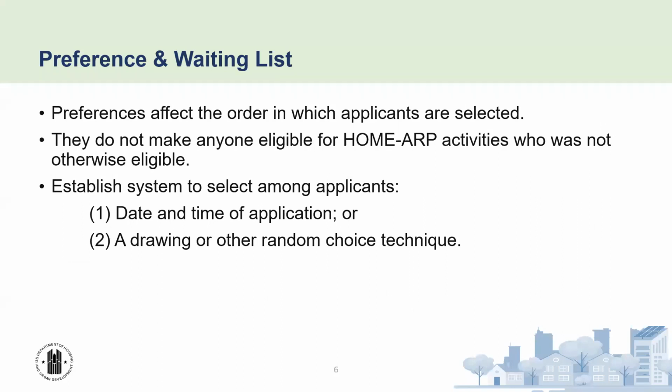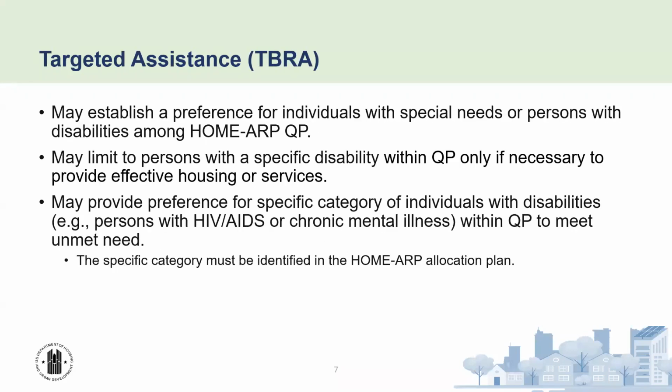Preferences affect the order in which applicants are selected, but they do not make anyone who was not otherwise eligible for HOME-ARP activities eligible. So PJs can establish a system to select among applicants. They can use things like date and time of application, or a drawing or other random choice technique.